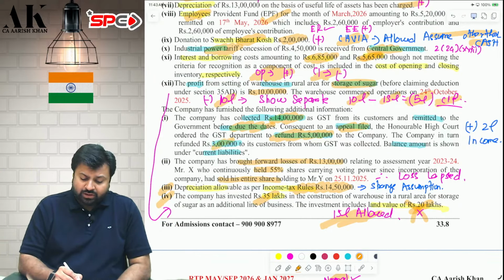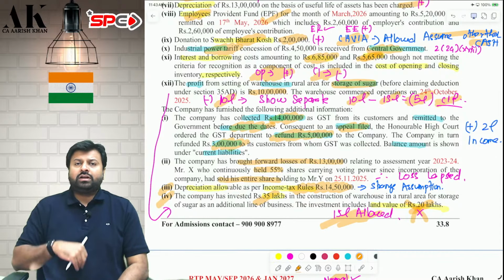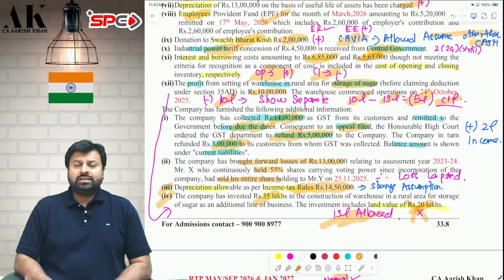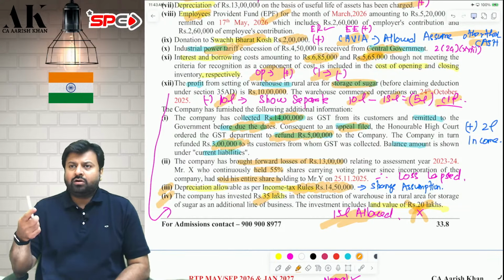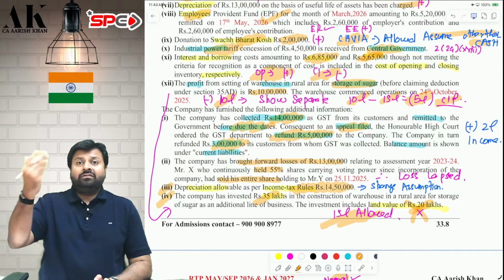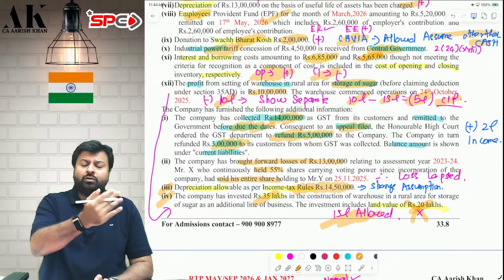So now refund of 5 lakh has been received. Out of that, 3 lakh you have returned to the customer. Now whatever refund you are receiving, that is ultimately a customer's money only. Because GST is not your money, GST is customer's money. You have taken from customer and given to government. Now government has refunded it. So you should give it back to the customer. So you have got 5 lakh as refund, but you have given only 3 lakh to customer.